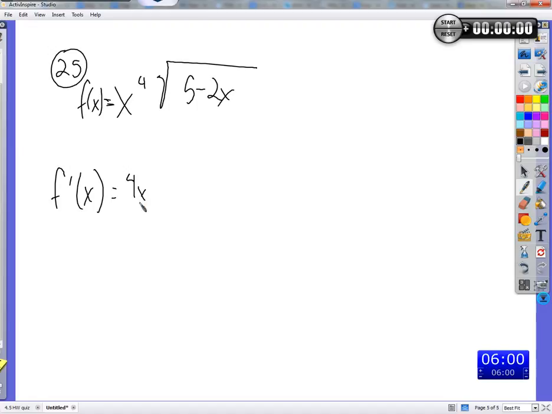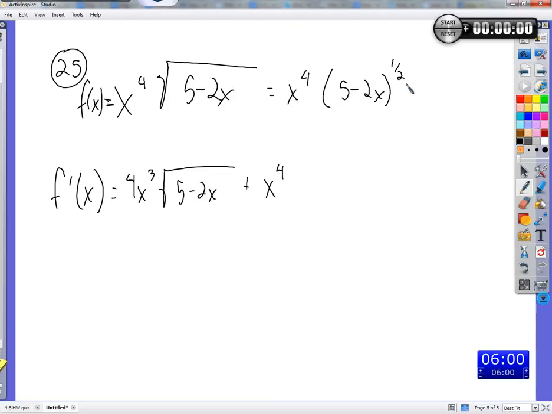4x to the third times the square root of 5 minus 2x plus x to the 4th. Now we have to take the derivative of this thing. How do we handle it? I put it to the 1/2. I don't like square roots. You put it to the 1/2 instead, so let's call it 5 minus 2x to the 1/2. Now we've used it as a power function, not as a radical function. We use the chain rule on it.